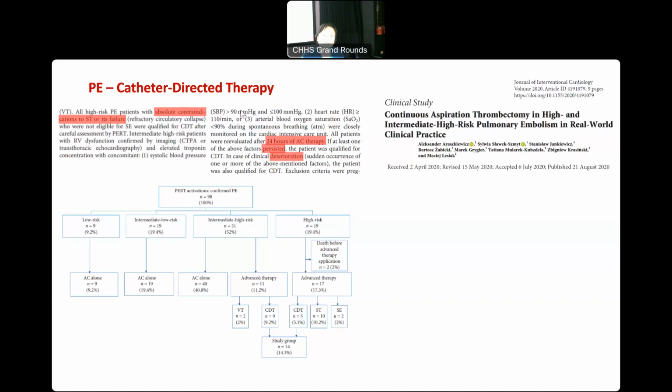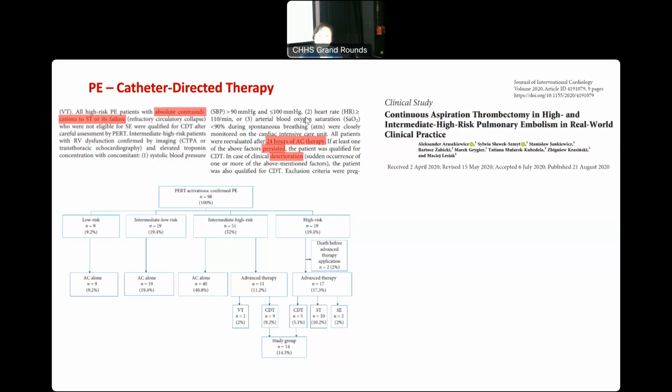Intermediate rates, remember those golden numbers? 100, 110, oxygen. Those patients start anticoagulation, then they wait. In the next 24 hours, if the patient deteriorates, catheter-directed therapy. If the patient 24 hours later has not deteriorated, but none of these numbers is back to normal, they go into catheter-directed therapy. This is one way, one study only, okay?